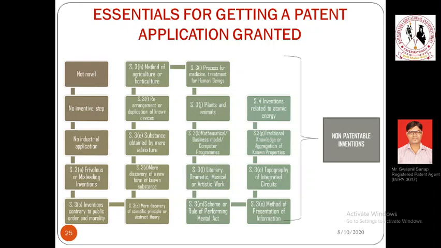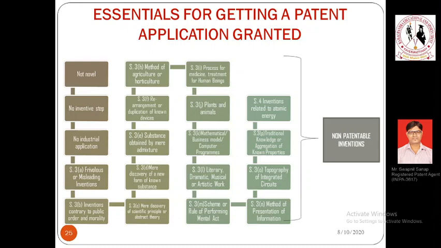Section 3E is substance obtained from mere admixture. A plus B is equal to C. This is well known, but it is a mere admixture. So for example, if I add salt in water, it will dissolve, right? This is a known phenomenon, even though it is not a patented material. I will not get a patent for it. So this is referred to as mere admixture.